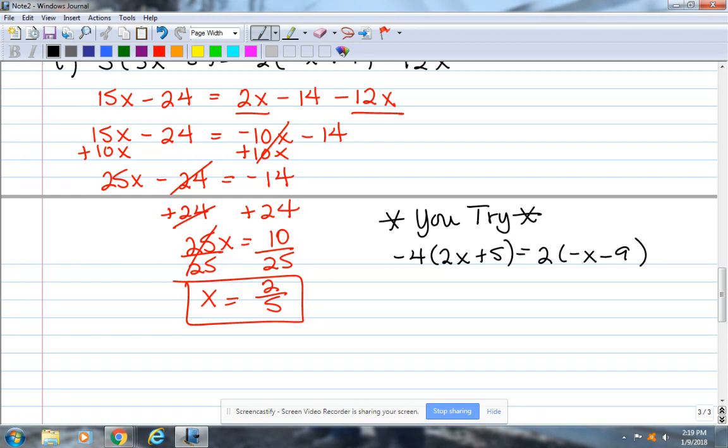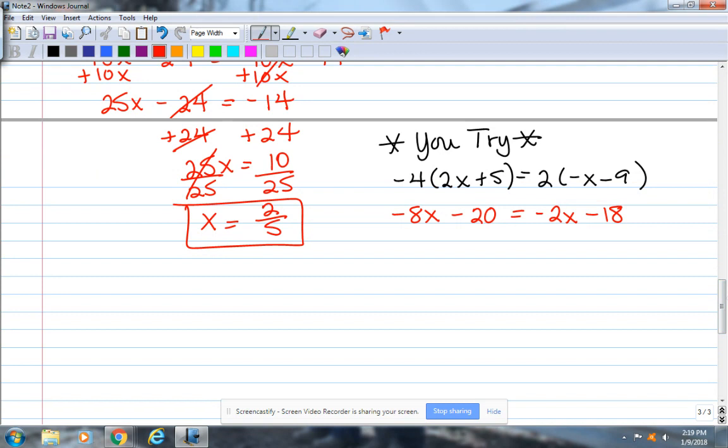All right, let's distribute those. What is negative 4 times 2x? Negative 8x. What is negative 4 times 5? Negative 20. So make sure you put minus 20 there. What is 2 times negative x? Negative 2x. And what is 2 times negative 9? So be very careful when you're using distributive property that you use the correct signs. Okay? Then somebody tell me what you're going to do.